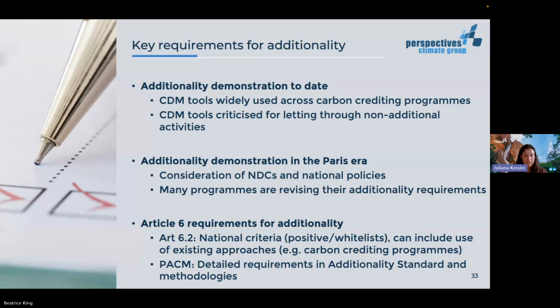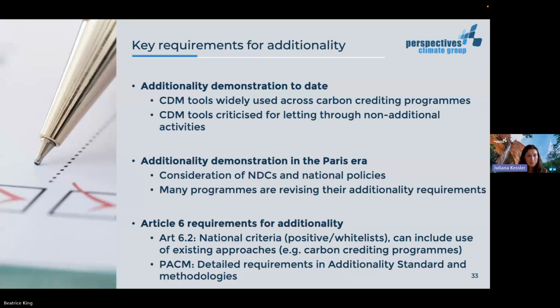So now in the Paris era, we have new considerations. All countries have these indices, we talked about them, and they need to be considered. Same as for the national policies that might come from the NDC as well, from that target. And this is also why many carbon crediting programs are currently revising their additionality requirements.